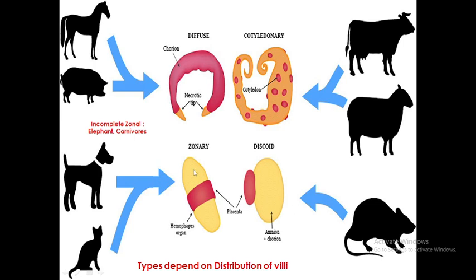In certain animals, the chorionic villi or this chorioallantoic placenta is present just in the form of a disc. So this type of placenta is called a discoidal placenta. So depending upon the distribution of villi, the placenta can be divided into these particular types.